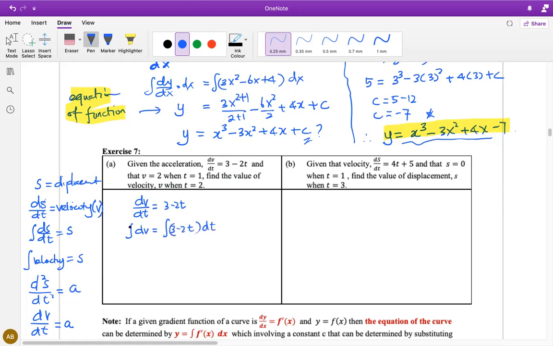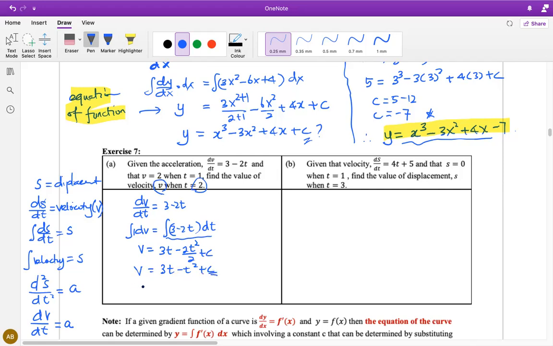Okay, so if you integrate 1 with respect to v, you get v, right? Then you get this part, 3t minus 2t squared over 2 plus c. So eventually you get v equals 3t minus t squared plus c. But we want to find the value of v when t is 2. So we need to know what c is first, right?